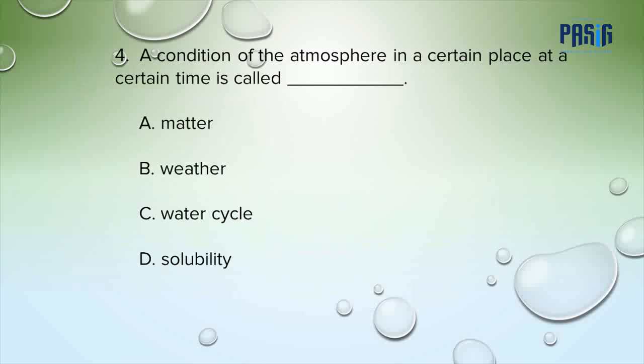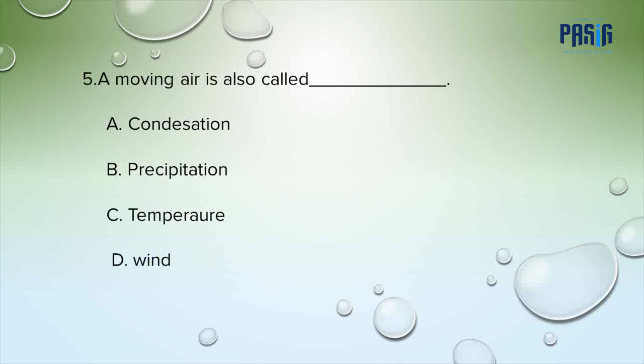Number 4. A condition of the atmosphere in a certain place at a certain time is called blank. A. Matter. B. Weather. C. Water cycle. D. Solubility. And the answer is letter B. Number 5. A moving air is also called blank. A. Condensation. B. Precipitation. C. Temperature. D. Wind. And the answer is letter D.